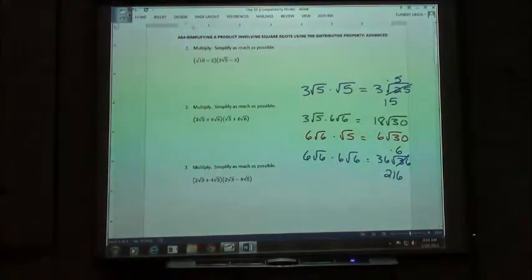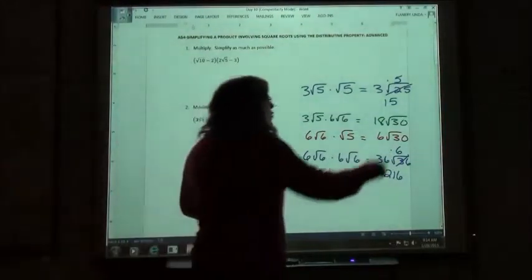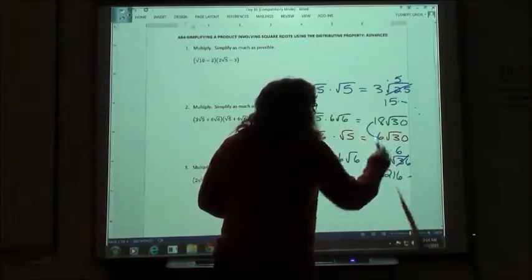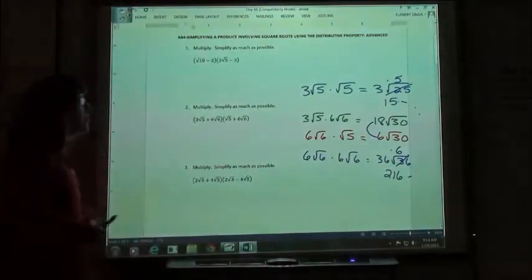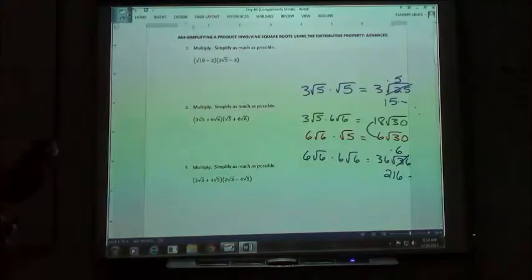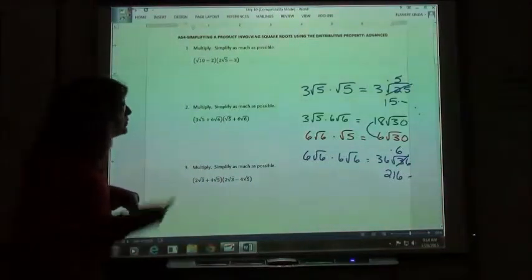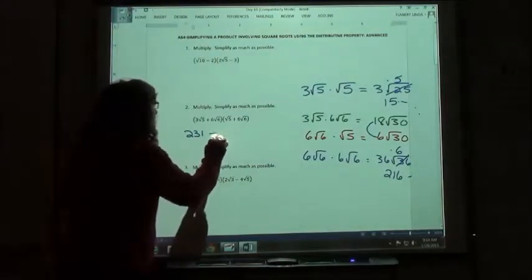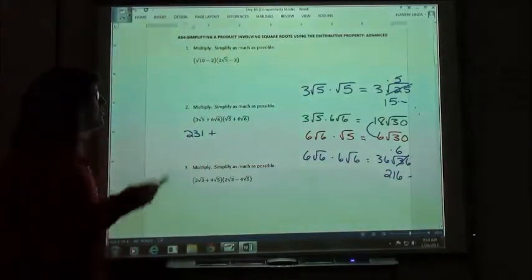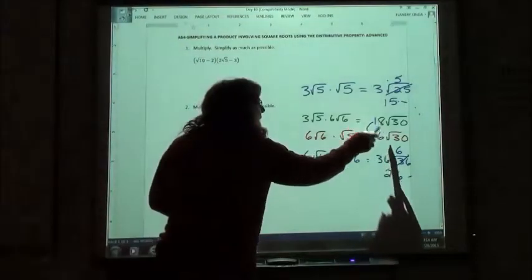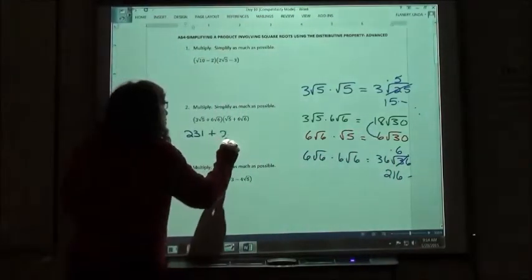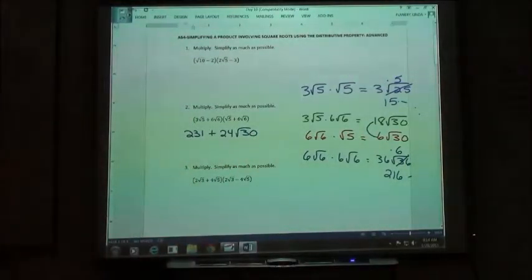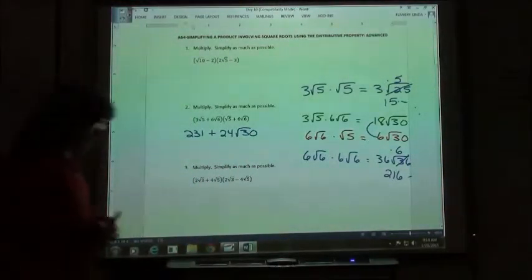We then can add our like terms together. So we're going to be able to add the 15 plus the 216, and then the 18 square root of 30 plus the 6 square root of 30. So 15 plus 216 was 231? 231 plus 18 square root of 30 plus 6 square root of 30. We're just adding the 18 and the 6. So we got 24 square root of 30 for our answer. Now to number 3.